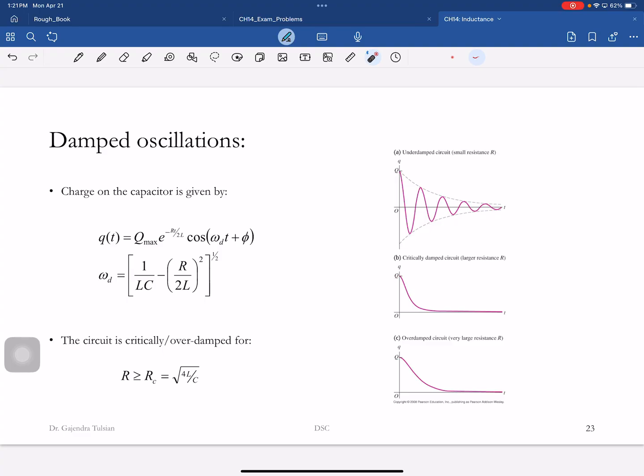The frequency is altered. See, without the resistance, this was the frequency, square root of that. With the resistance present, the damped frequency is slightly lower. And of course, if the resistance is large, if this guy matches that, then it won't even oscillate.